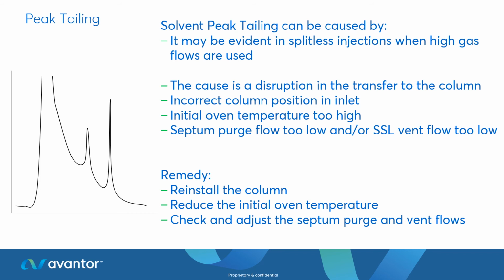The remedy to all of these is to either reinstall the column, just check to make sure if you've got a vestibule fitting that you've retightened those up after a couple of operations, look to reduce the initial oven temperature, and also look to make sure that on the method program the septum purge and vent flows are set correctly and that you haven't missed a decimal point, etc.